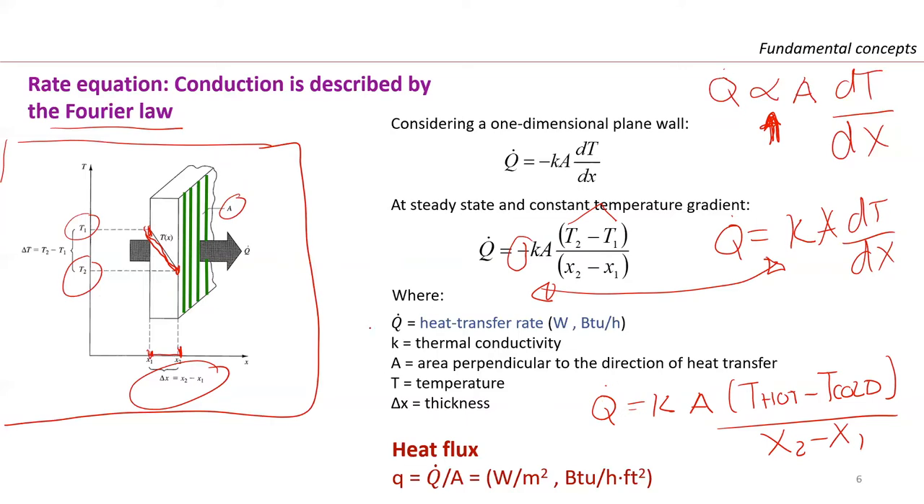Where Q is the heat transfer rate, K is the thermal conductivity that we introduced to remove our proportionality constant, A is the area perpendicular to the direction of heat transfer, or the cross-sectional area that I marked here for you in green, T is the temperature, and delta X is the thickness. If we want to calculate the heat flux, we just divide the heat transfer rate by the area.